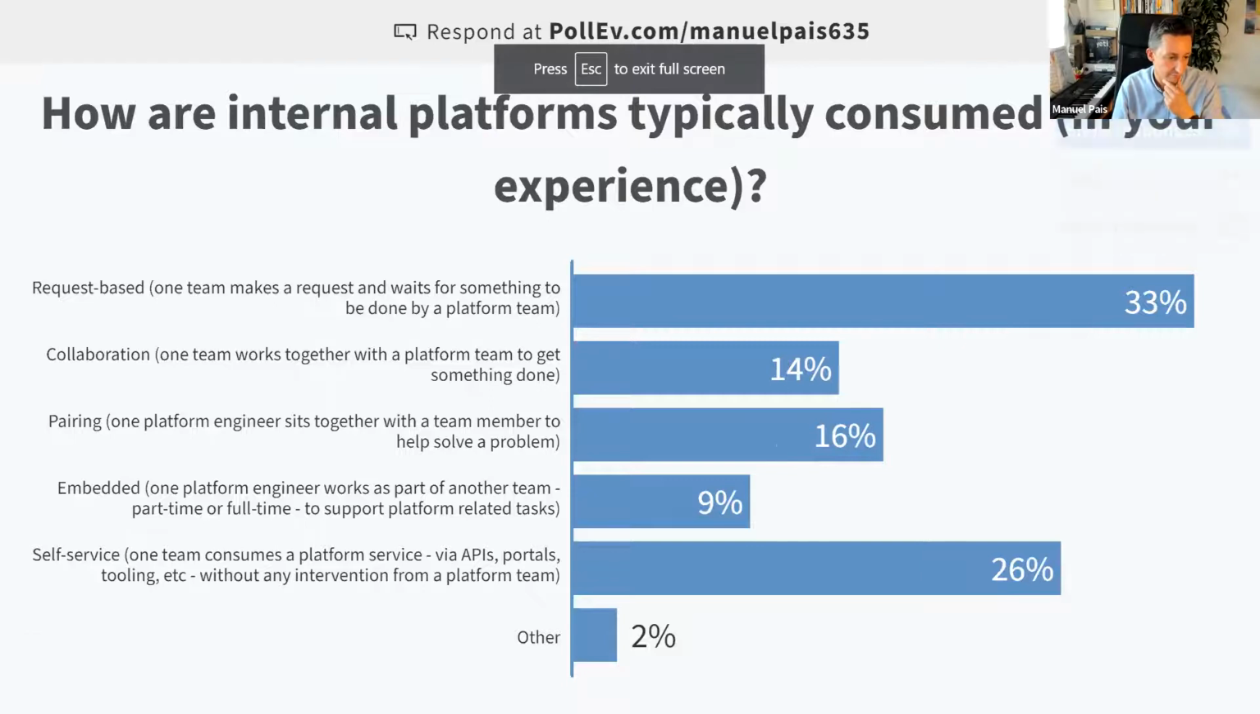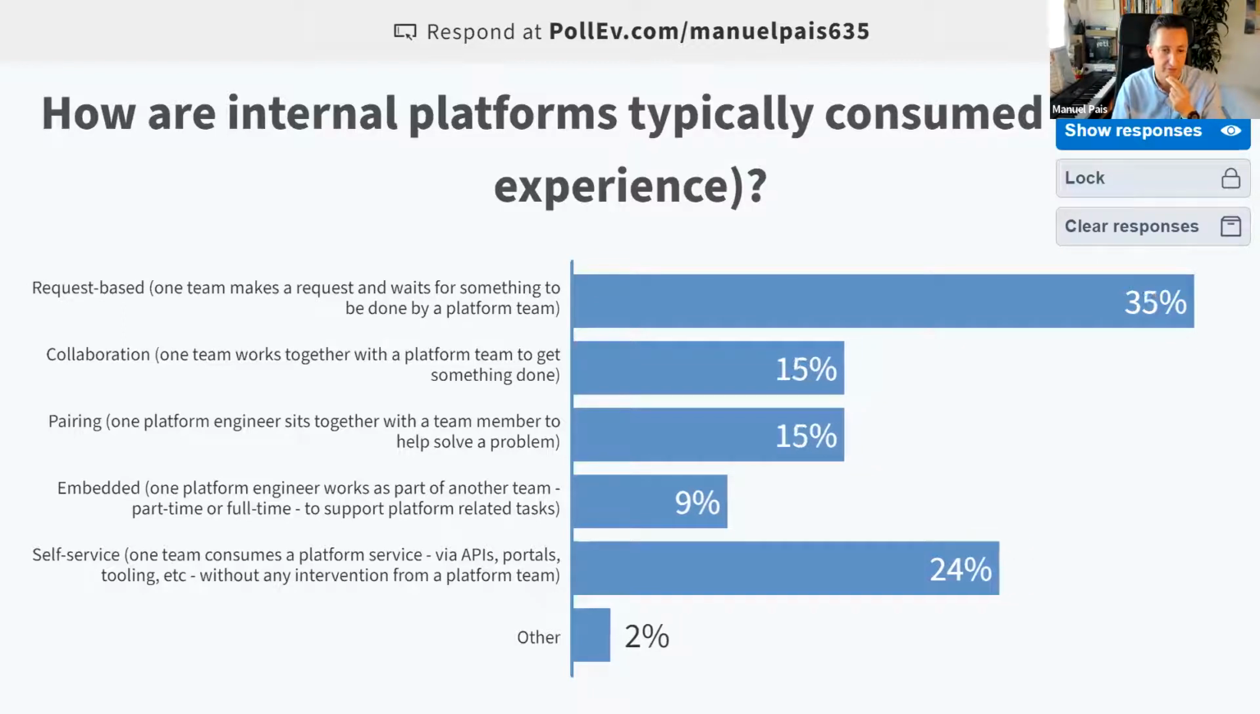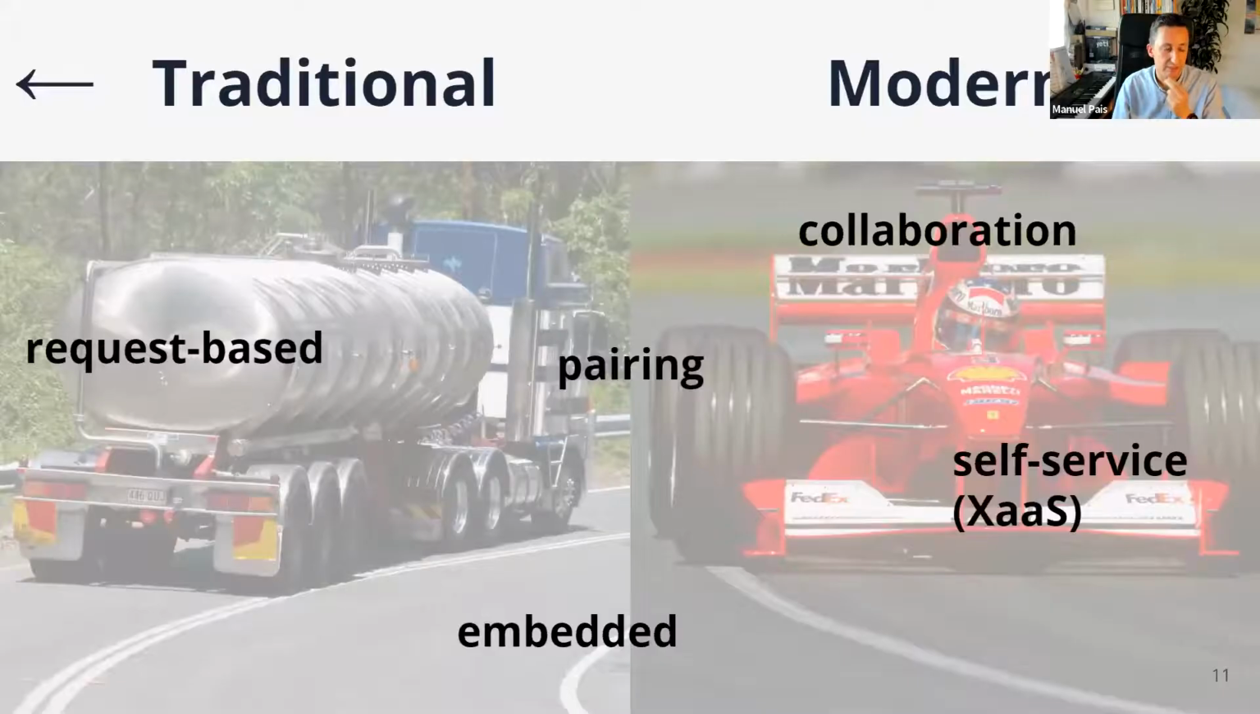So I think we have a number of answers. Self-service, request-based, interesting, because those are maybe two extremes, and then a bit of the middle. This quite matches my experience as well, what I've seen. So I think we can discuss a little bit how we map this onto this sort of spectrum. And in my experience, like I said, in traditional platforms, mostly it's request-based.